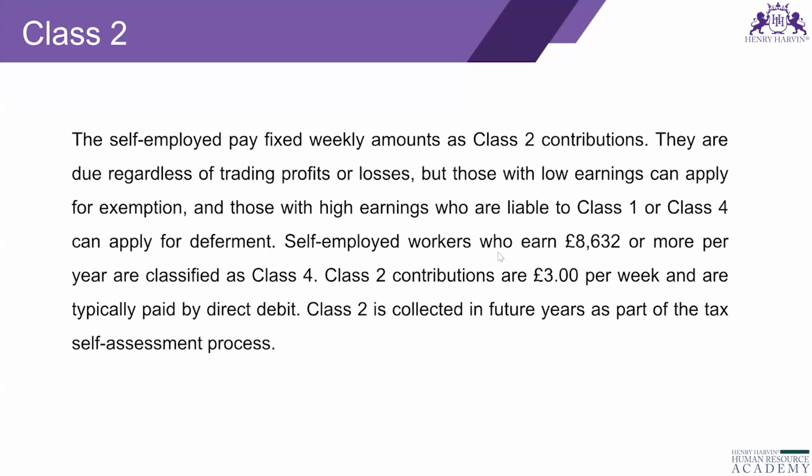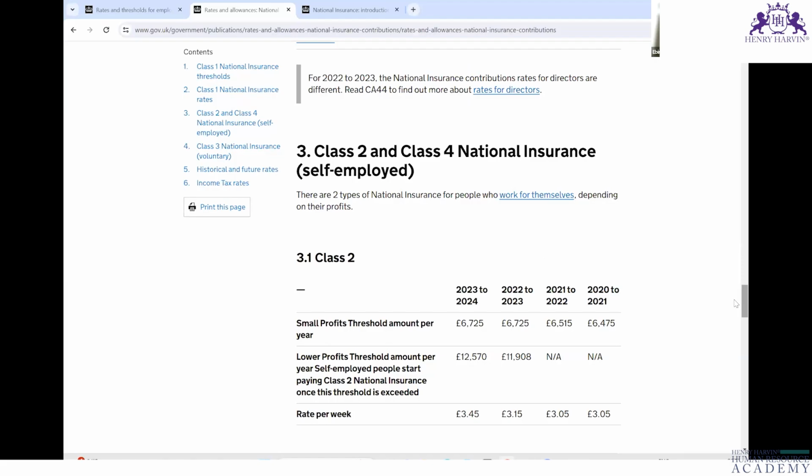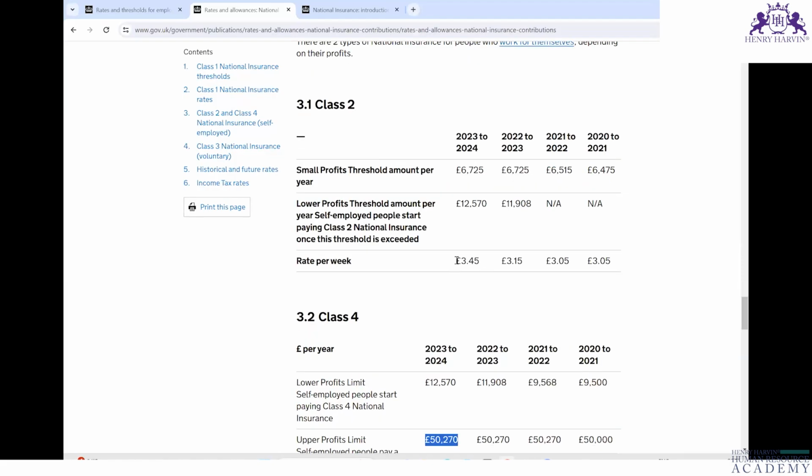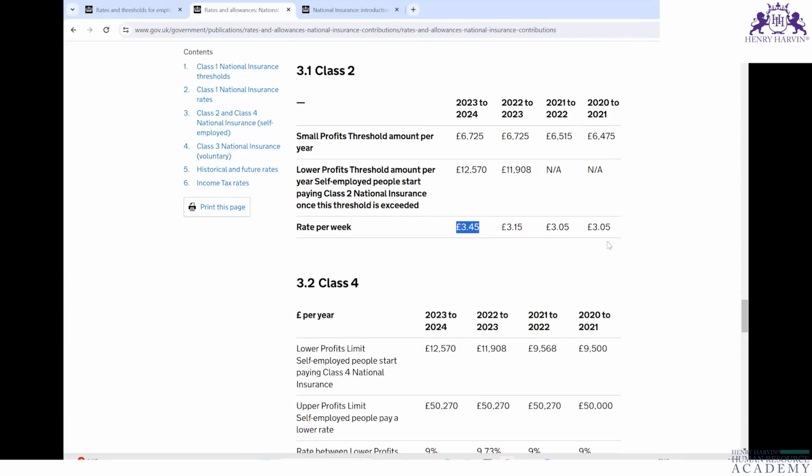And then class two, this is the old rate. I've shown you the new salary, new profit rate. Okay, so it was £3 per week and typically paid by direct debit. So you remember, a fixed amount per week they can contribute. If you see the latest rate, £3.45 is the weekly. So if they want to convert it to monthly, they can do monthly also, as we discussed, or else they can do a percentage on profit.